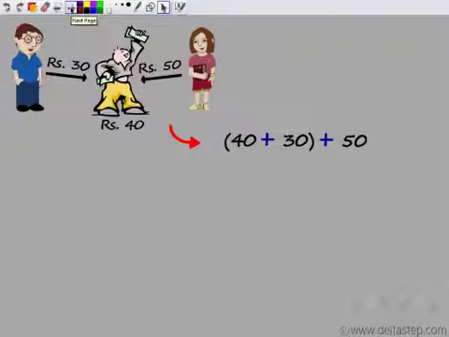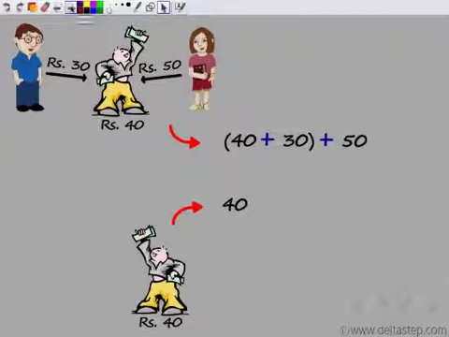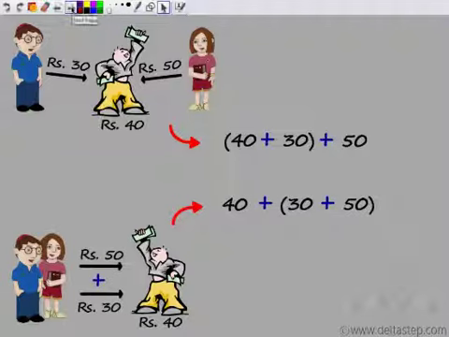If I change this situation a bit, let's say you had 40 rupees. Again, you go to your friends and ask for money. What your friends decide is, they get together, pool in money and give you that amount. So both your friends get together, they add 50 plus 30 and they give you that amount, which is 30 plus 50. So you had 40 and you got 30 plus 50 more.